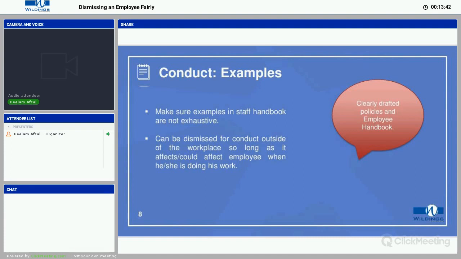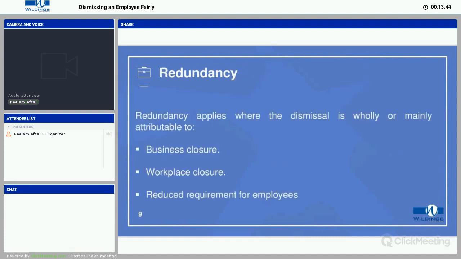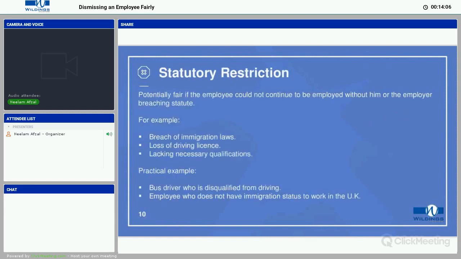So we're going to look at the third reason, redundancy. Now, redundancy applies to a dismissal where it's wholly or mainly attributable to business closure, workplace closure, or where there's a reduced requirement for employees. We're going to consider later on in the slides the reasonableness of redundancy and the procedure, but we're going to look at the fourth reason, which is statutory restrictions.